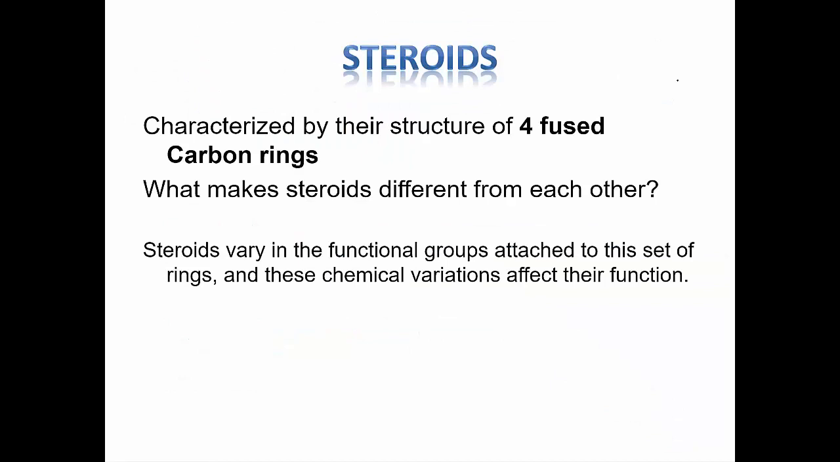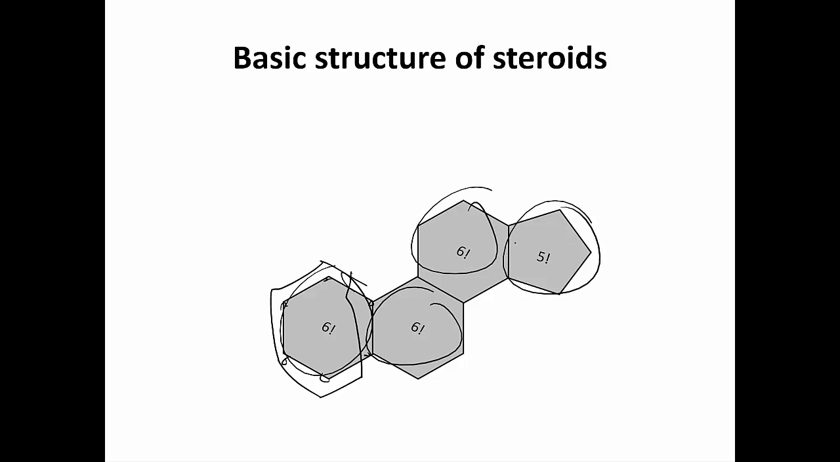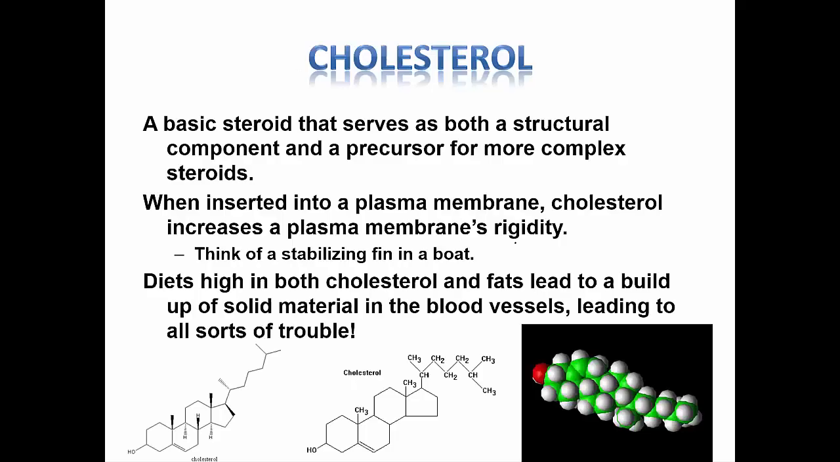Okay, so the next class of lipid that you will need to understand are called steroids. Steroids are very different in structure than the fats. They're basically made of 4 fused carbon rings. And what makes one steroid different from another steroid is the different functional groups attached to these rings. Okay, so there's the basic structure, 6665. So in other words, there's 1, 2, 3, 4, 5, 6 carbon. This is a 6 carbon ring, right? And there's 1, 2, 3 of those attached to a 5. That's the basic structure of all steroids.